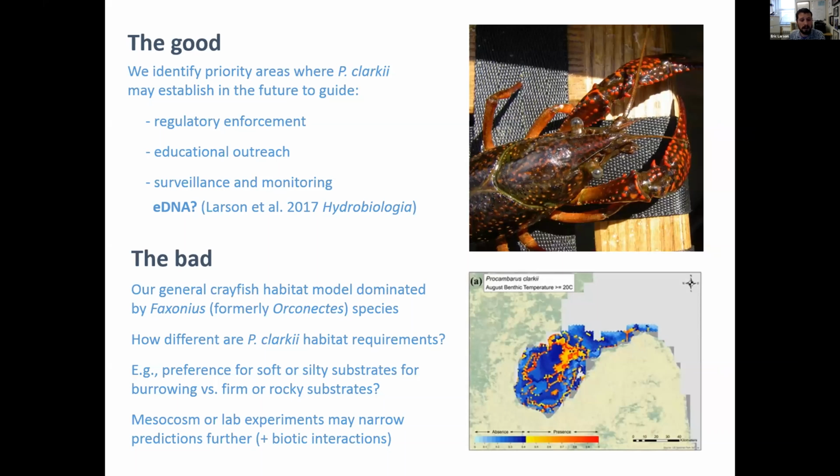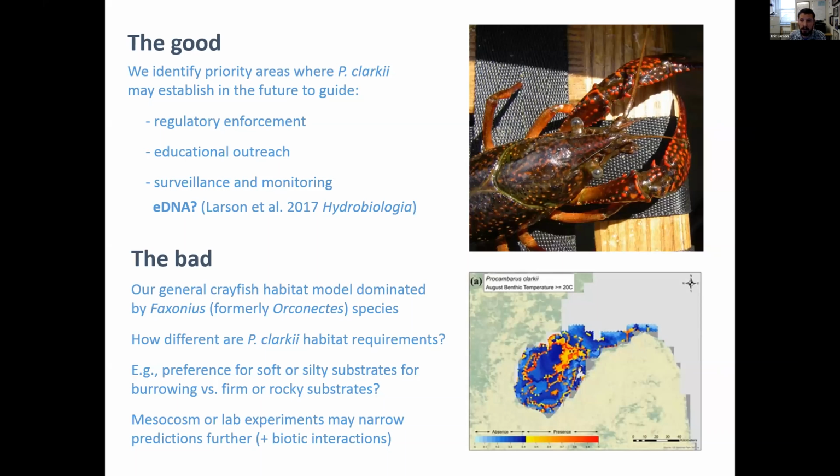And so what we kind of want to know is how important is a preference for soft or silty substrates for the species for burrowing in the Great Lakes? And if that's kind of your expectation of where this animal will live, you could certainly use GLAF layers to say not only at what benthic temperatures this species will reproduce, but where the substrates are that it's likely to establish in. And I think a number of mesocosm or lab experiments could help narrow these predictions further.